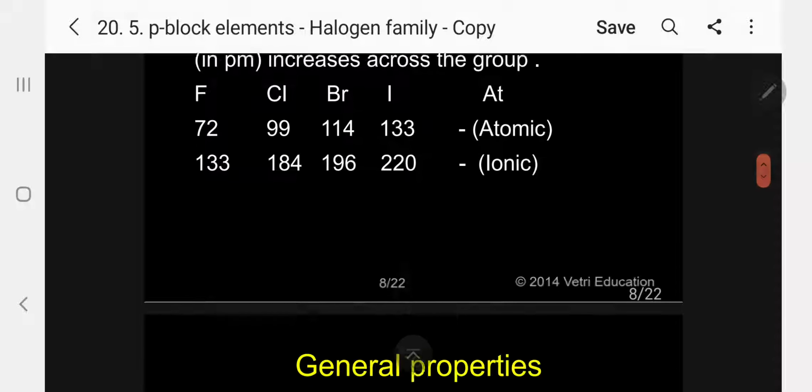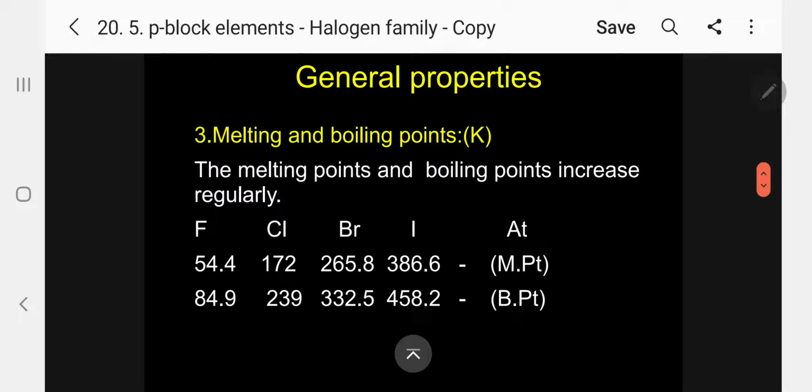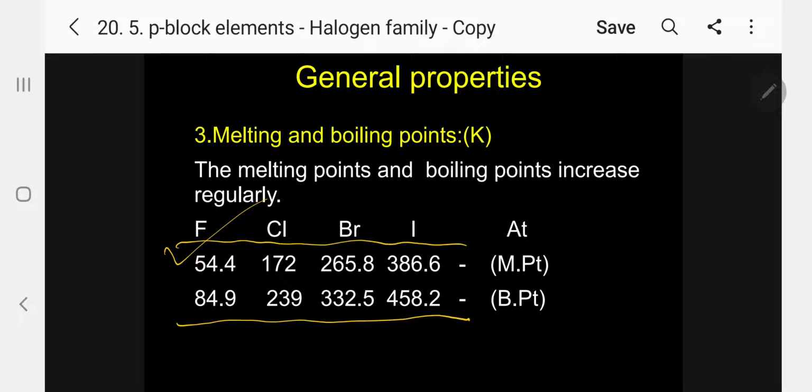Now, coming to physical properties like melting and boiling points, the values are given in Kelvin. The melting points and boiling points increase regularly across the group. Melting point 54.4, 172, and so on; the boiling point is again increasing regularly. Kindly follow. You need not memorize the values, only the trend.